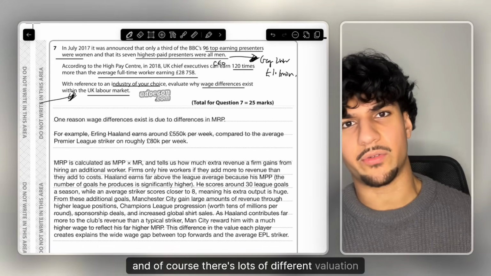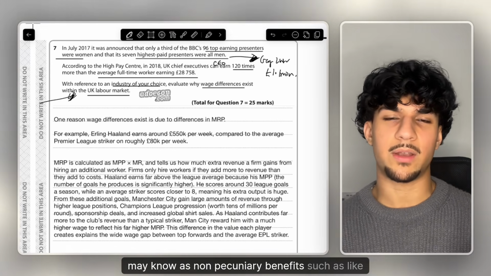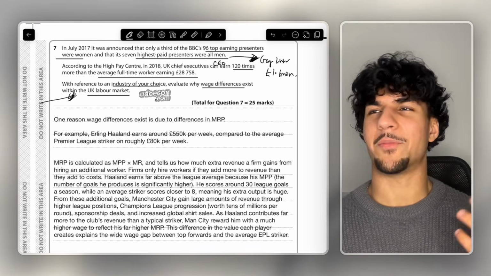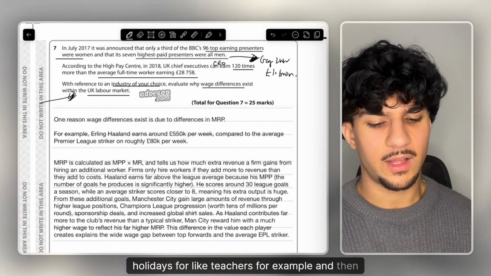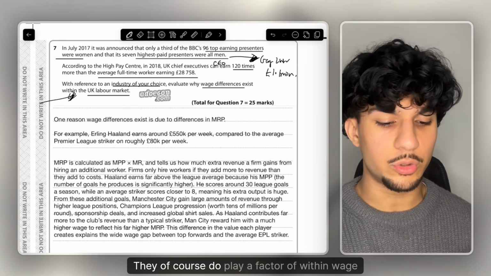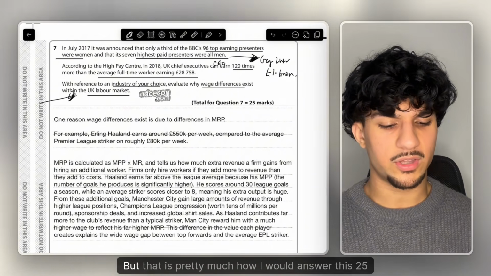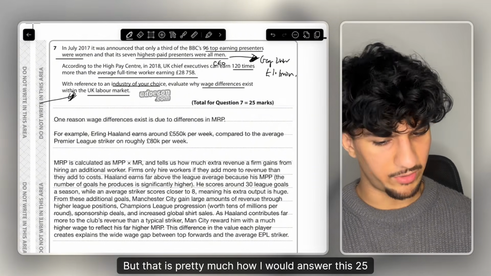And of course, there's lots of different valuation points here. You can talk about non-monetary factors. Some of you may know it as non-pecuniary benefits, such as longer holidays for teachers, for example. And then other things such as discrimination due to race. They, of course, do play a factor within wage differences that exist within UK labour markets. But that is pretty much how I would answer this 25 mark question.